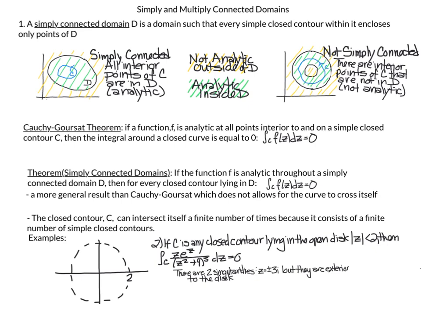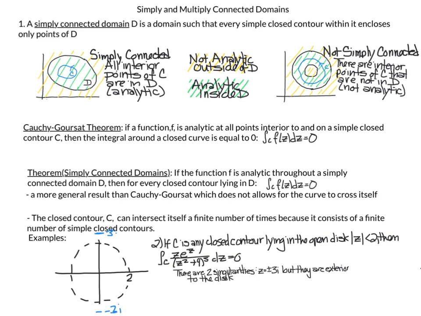And I have one other example to give you. If C is any closed contour lying in the open disk with a radius of 2, so anything inside here but not including the border, then the closed contour integral is going to equal 0, even though this function does have two singularities at z equals plus and minus 3i. But you can see those singularities, they're over here. Oh, I'm sorry, actually, it's 3i, so it's up here at 3i and at negative 3i.